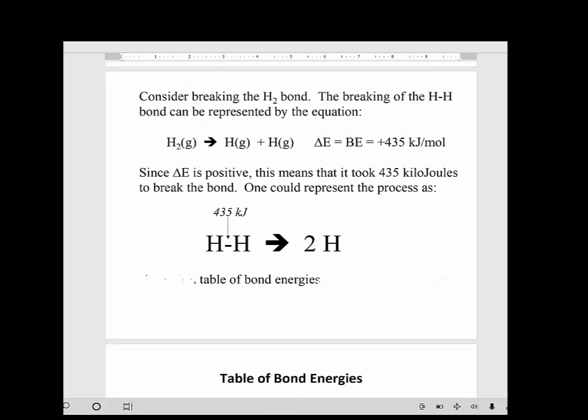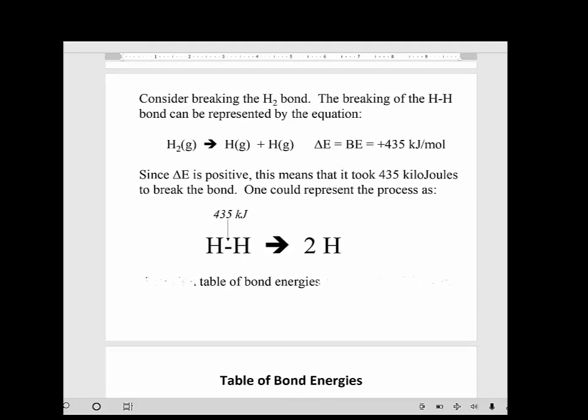Going back to our H2 molecule, consider breaking an H2 bond. The breaking of that H2 bond can be represented by this equation, H2 in the gas phase goes to those two individual H atoms. We could have written it this way. And if we use a table of bond energies, we would find that the amount of energy required to break one mole of H2 molecules into atoms is 435 kilojoules per mole. That change in energy would be the bond energy of that H-H bond.